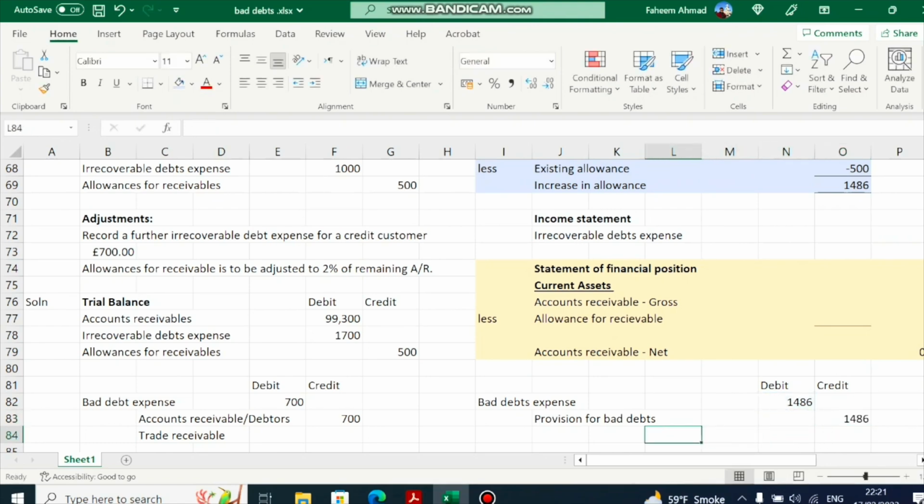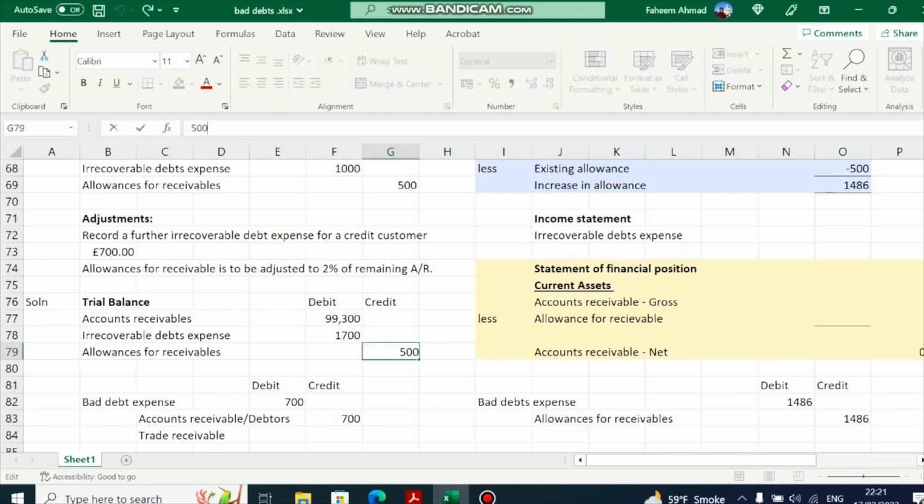So I'm going to adjust my trial balance with these numbers. So first of all, allowances for receivable. Allowances for receivable or provision for doubtful debts is the same thing. I'm just going to put here allowances for receivable. So I'm going to take 1486 credit, and I will debit this one plus 1486.